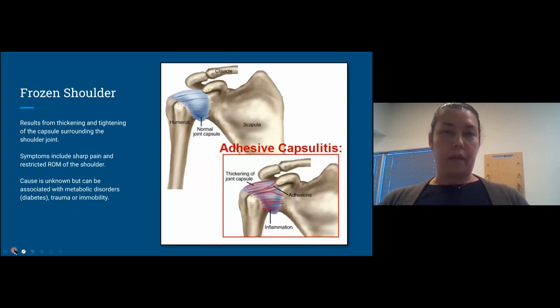Another cause of shoulder pain is commonly called the frozen shoulder. And again, in fancy medical speak, it's called adhesive capsulitis. This involves thickening of the capsule around the joint space.